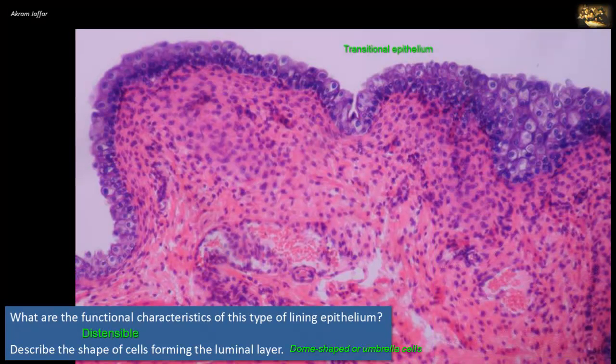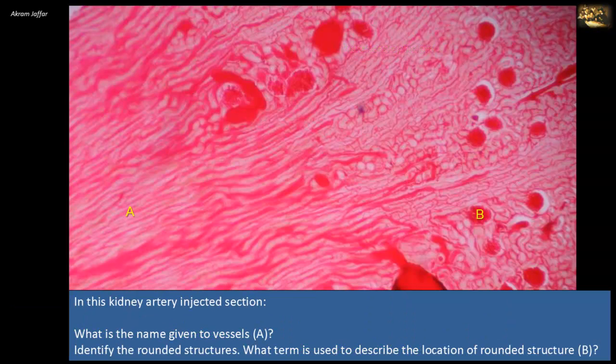Also, functionally speaking, this epithelium is impermeable, so it doesn't modify urine, but is specialized for its storage and passage to the exterior. In this kidney artery injected section, what is the name given to vessels A? Identify the rounded structures. What term is used to describe the location of rounded structure B?